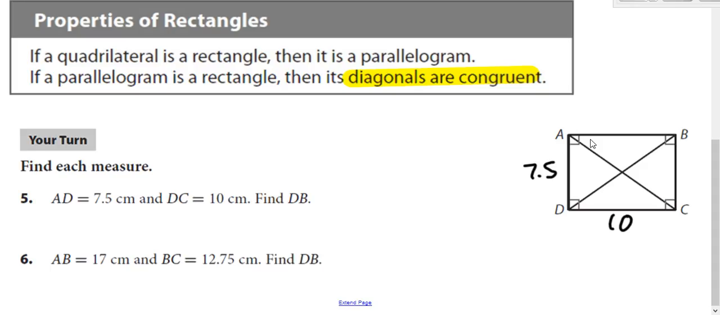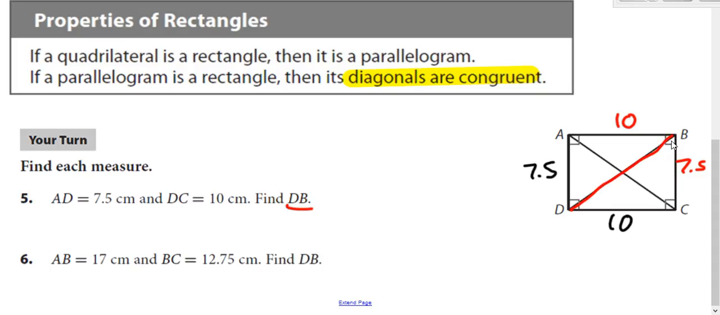That means that it's a parallelogram, which means that since this is 7.5 centimeters on the left, this side on the right is also 7.5. Opposite sides are congruent. Same thing with the top and the bottom. Since this is 10 at the bottom, this is also 10 at the top. But we're asked to find something about the diagonal DB.